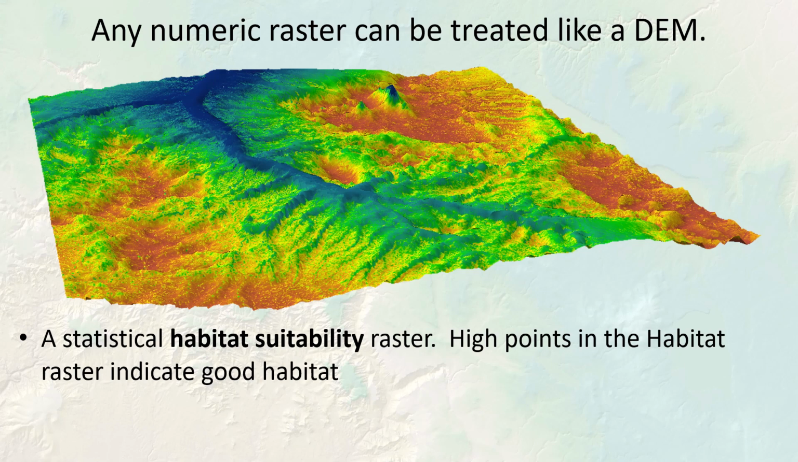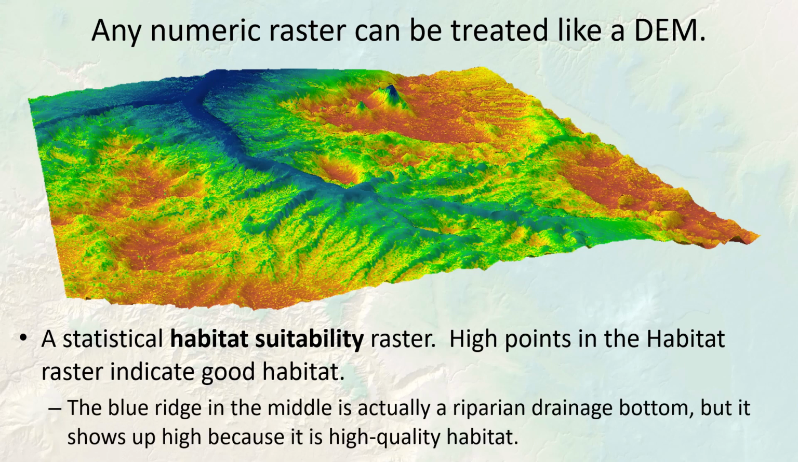Now, with a DEM, you could do things like calculate slope. Well, slope is the rate of change of elevation. So you can apply the slope algorithm to other rasters. In this case, we're getting the rate of change of habitat quality. So that can be informative. It can show us where on the landscape habitat quality changes quickly. So just keep this in mind. A lot of people don't know that you can do this.